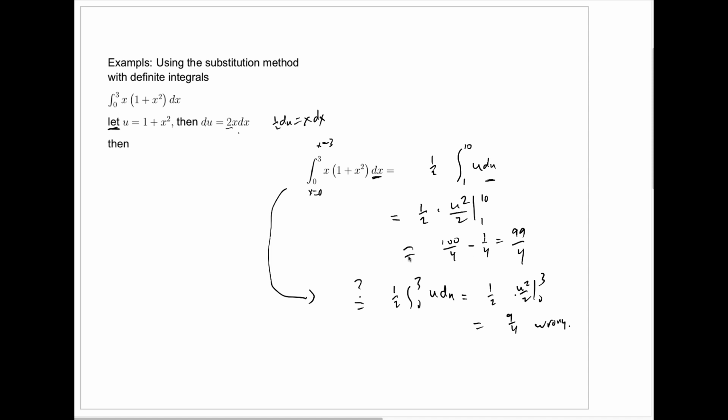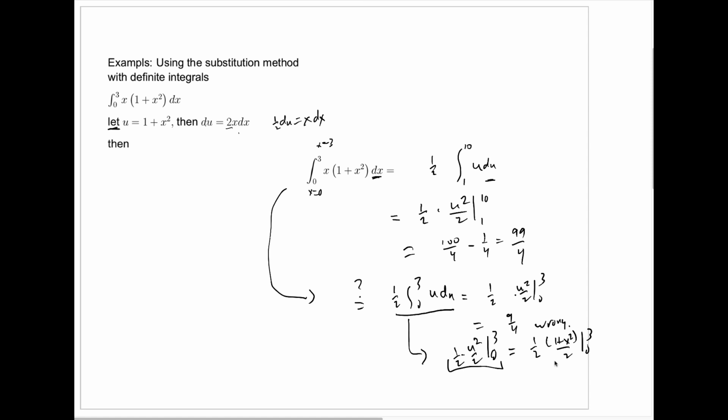Here's what I see a lot of people do. I see a lot of people try to write that the original integral is equal to this, which, as we know, is wrong. But then I see them evaluate this and write 1/2 times u squared over 2 from 0 to 3, and then rewrite that as 1/2 times the quantity 1 plus x squared over 2 from 0 to 3. Well, we already know that what this symbol means is 9/4, which is the wrong answer.